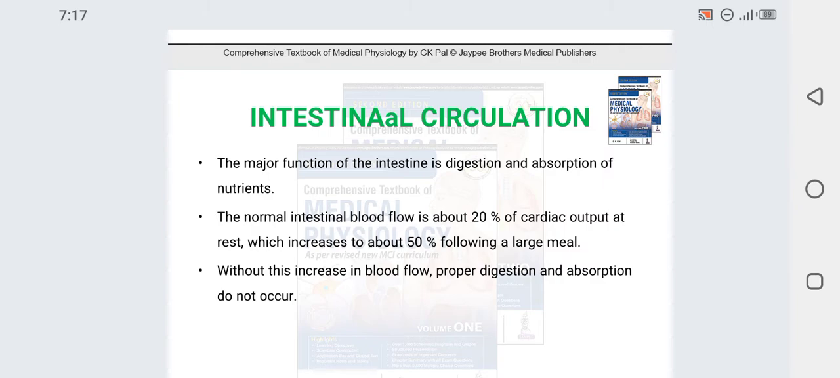As we all know, the major function of the intestine is digestion and absorption of nutrients. The normal intestinal blood flow at rest is about 20% of the cardiac output, which increases to about 50% after a large meal. Without this increase in blood flow, proper digestion and absorption do not occur.